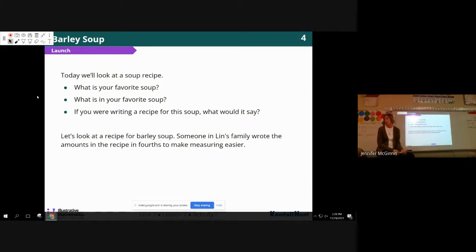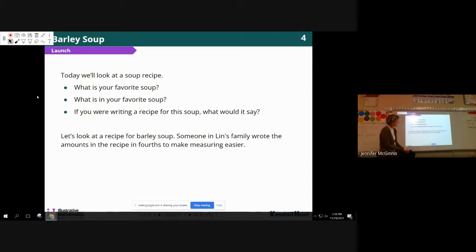Do you need mushrooms or cabbage or celery or carrots or onions? Do you need noodles? Do you need water? Do you need eggs? I don't know if soup has eggs, but it might. What do you need and how much do you need? All right, now we're going to look at a recipe for barley soup. You can open your eyes. We're going to look at a recipe for barley soup.